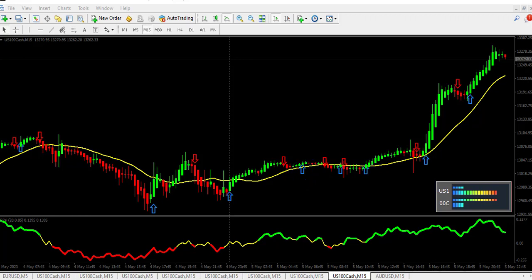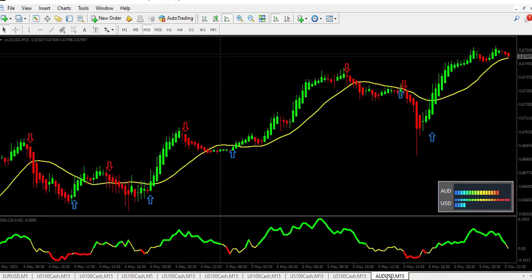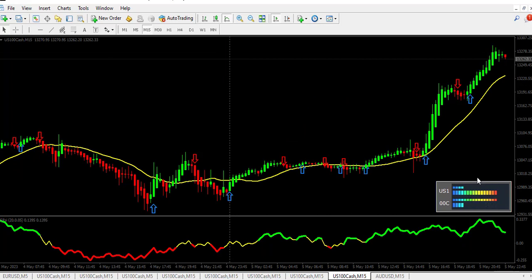Now let me show you on the AUD. On Australia dollar and US dollar, we have the bar here is longer than the second bar here. This is to tell us that AUD is stronger at this moment compared to USD. So this is what this particular indicator is meant for.